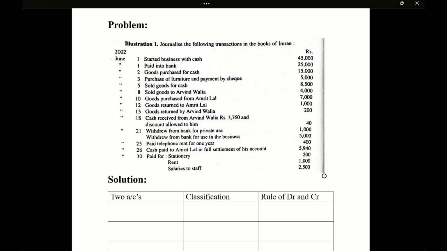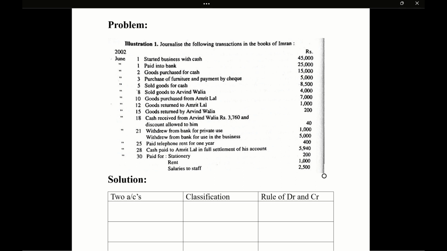Now let's get into this sum. First I will explain in a simple way, then we will record in the proforma. Here is the sum. Journalize the following transactions in the book of Imran. The whole sum will follow three rules of accounting.